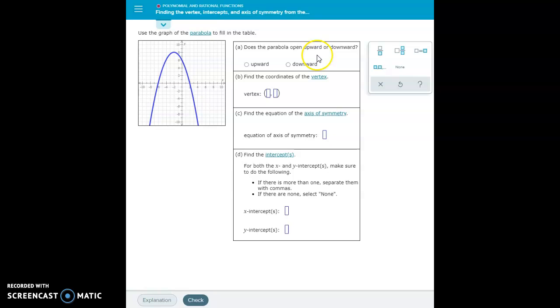The first question asks if it opens up or down. Well, clearly it opens down, right? The coordinates of the vertex. Well, the vertex is right here at -2, 8.